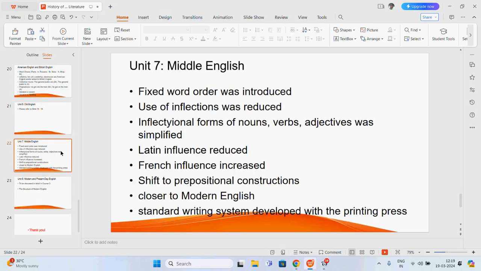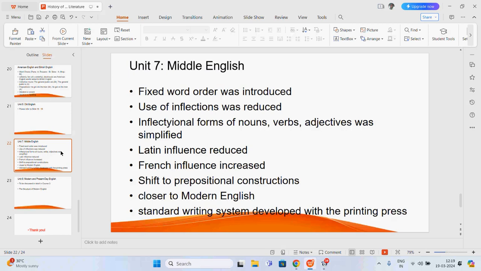For the Middle English period, what are the things that we need to remember? From the Old English period to the Middle English period, there are some changes. In the Old English period, the word order was not yet fixed, but by the time we come to the Middle English period, the word order was fixed.